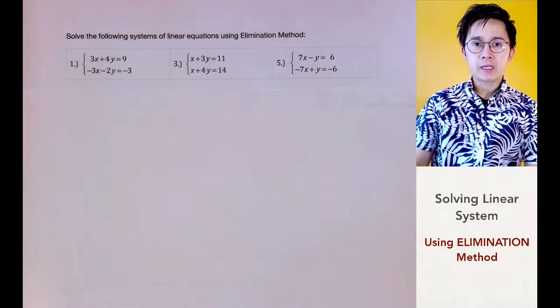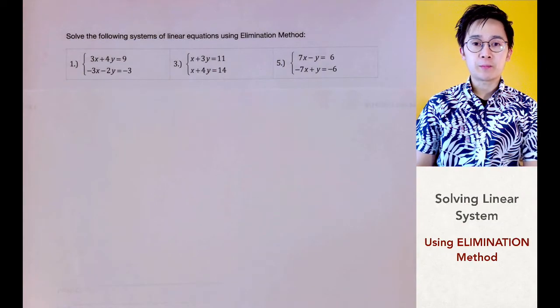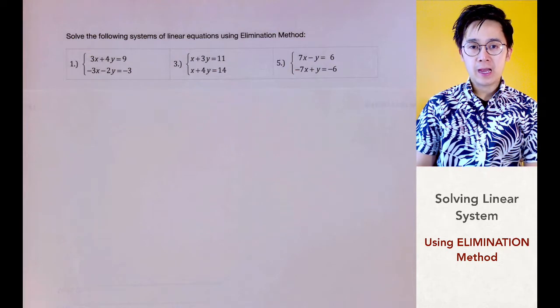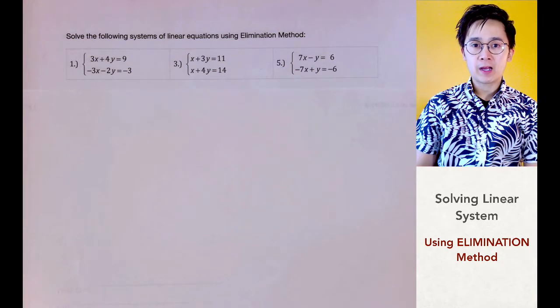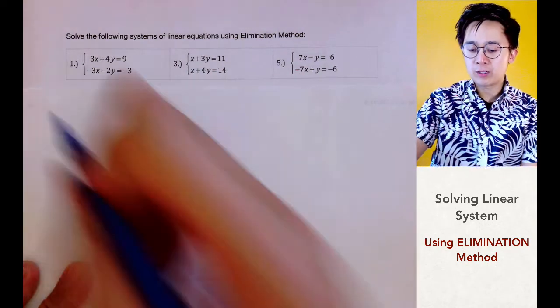Ngayon ay magsasagot naman tayo ng system of linear equations sa pamamagitan ng elimination method. Ito yung paggamit ng algebra or paghanap ng zero pair para mag-cancel natin yung variable sa pagkuha ng system of linear equation. So let's start dun sa una example, number 1.